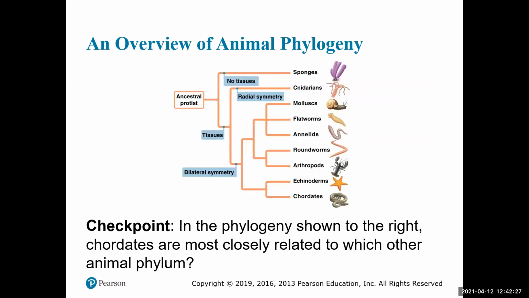And so that's why we put sponges on the basal portion of the evolutionary tree of animals, because they don't have any of those complex features, and they really resemble what we think the ancestral protist early animals would have looked like.